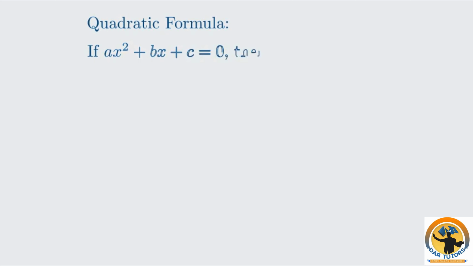While completing the square is a powerful method, it can be tedious. Fortunately, we can use it to derive a general formula that works for any quadratic equation. This is the quadratic formula. For any equation in the form ax squared plus bx plus c equals 0, the solutions are given by x equals negative b, plus or minus the square root of b squared minus 4ac, all divided by 2a.